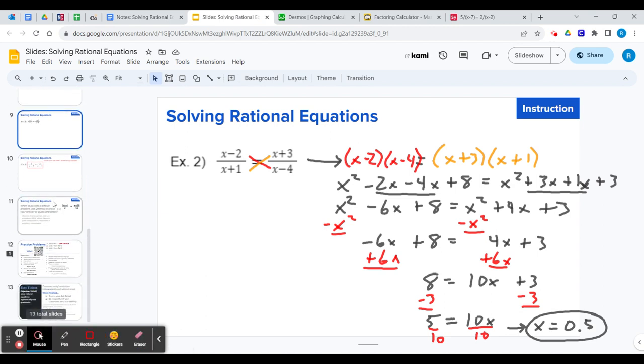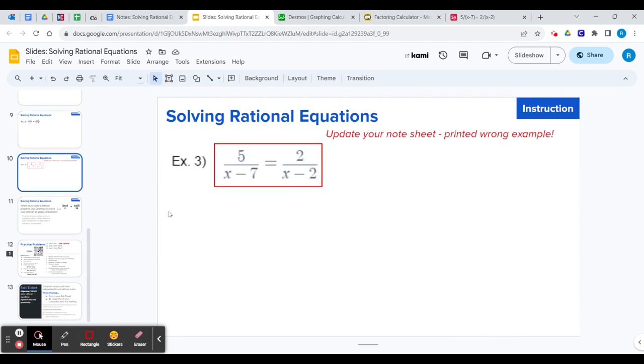So let's do one more problem. And I noticed this morning that the problem I printed for example 3 on your note sheet is incorrect. So go ahead and cross that out and place this as our next problem. I just wanted to give you one that you should absolutely be able to do on your own, and then be able to check against my work after you've tried it. So go ahead, update your sheet, and pause your screen, give it a go, and I'll start working through this.